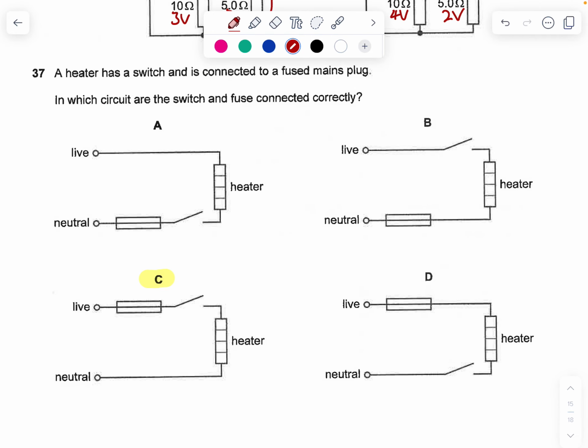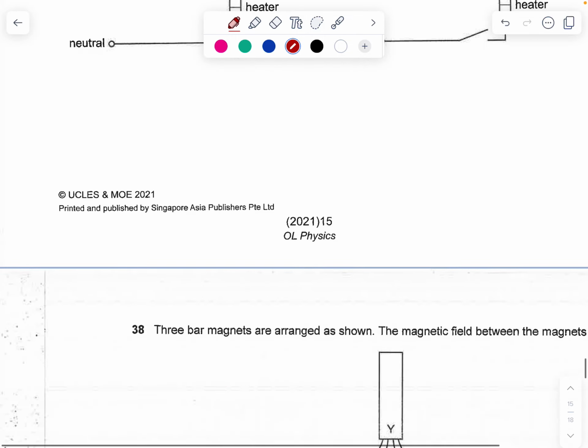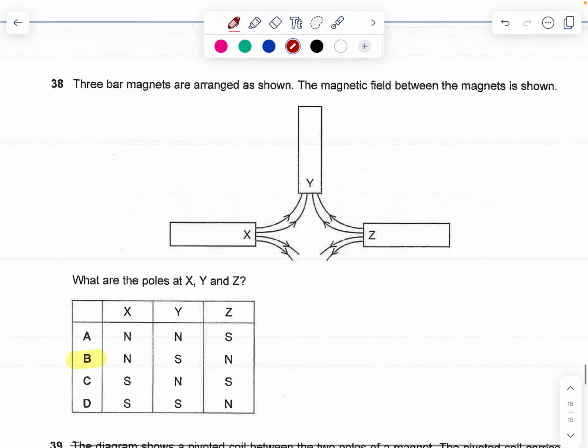Question 37. Heater has a switch and a fuse. Switch and fuse are always connected to the live wire. There are 3 bar magnets as shown. Now they ask you what are the poles. Since it's going out, this must be a north pole. Since it's going in, it must be a south pole. Since it's going out, it must be a north pole.